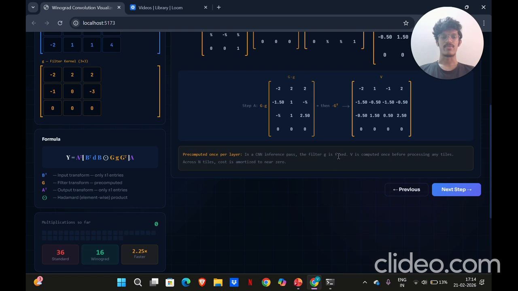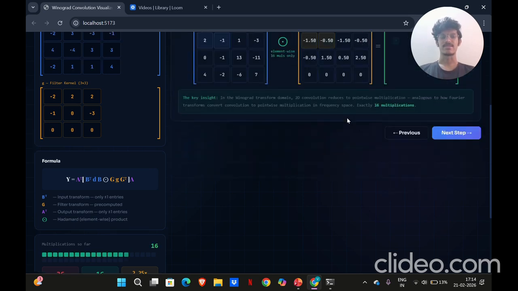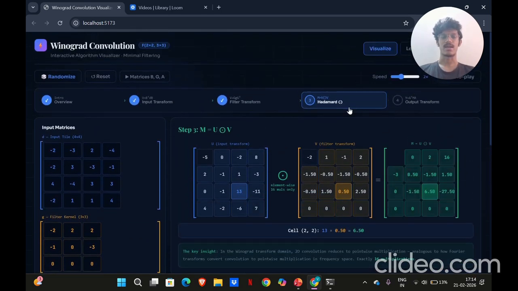As told before, the filter G is fixed. It is computed before processing any of the tiles. And then this is the step before the final step, which is performing the Hadamard, the element-wise multiplication.